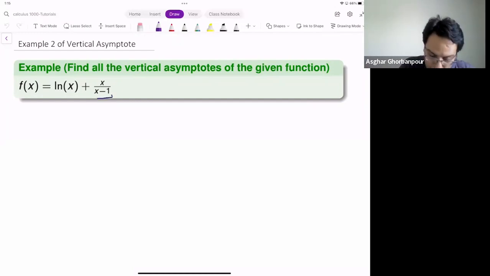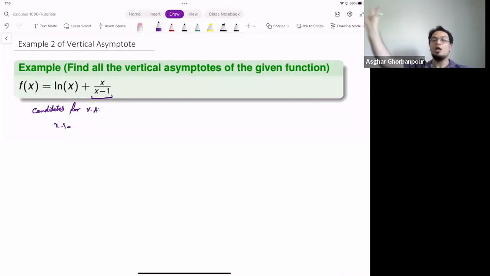One is when you have a denominator here, x minus 1, so candidates for vertical asymptotes. One part of the function is a rational function, so I will take it and just take the candidates from there. So x minus 1 can be 0. If it is 0, x equal to 1 is a candidate.